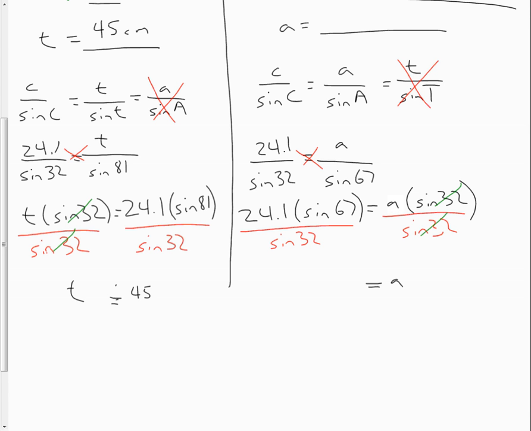So now I want to solve for the left-hand side of the equation. I'm going to do 24.1 times sine 67, all divided by sine 32. And that's going to equal approximately 41.9. So what that means is that the A value, or the length of side A, is approximately 41.9 centimeters.